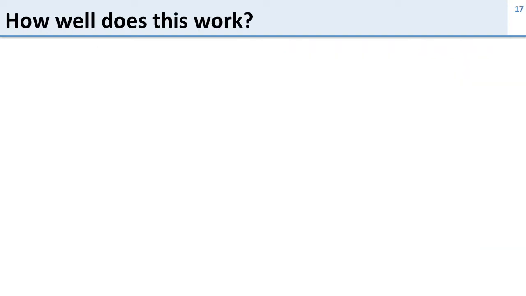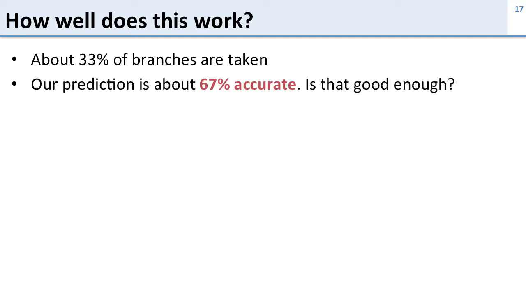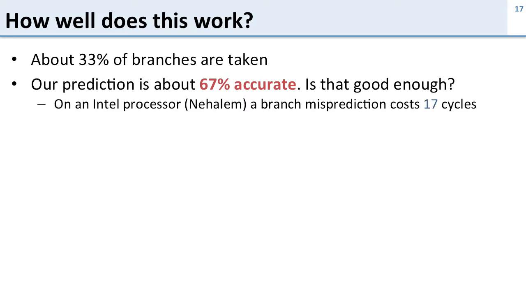So how well does this work? Well, let's look at some statistics. About 33% of branches are taken. So if we predict not taken, we're about 67% accurate. Is that good enough? Well, to see if that's good enough, we need to look at the performance penalty of predicting inaccurately. So let's take a look at a modern Intel processor, a Nehalem processor. It has a branch misprediction cost of 17 cycles. That is, each time you predict a branch incorrectly, it costs you 17 cycles that you have to execute, you have to get rid of from your processor pipeline. So that's a lot of cycles to lose every time you predict a branch incorrectly.